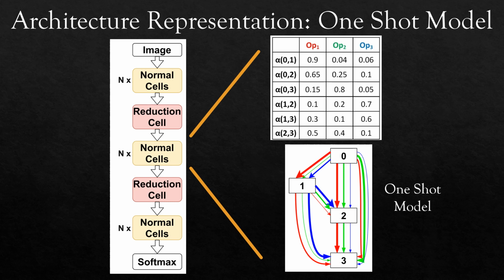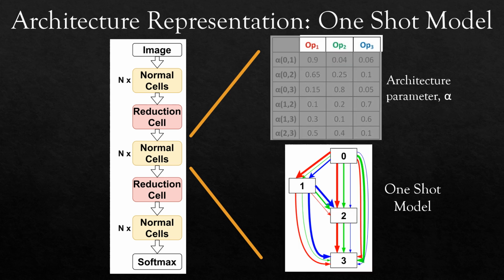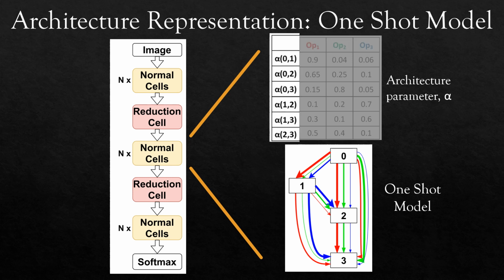Now the architecture is represented by an architecture parameter called alpha, which is basically a 2D matrix. The columns represent the operations in the search space. Here for illustration we have considered three operations in the search space. The rows in the matrix represent the edges between two nodes. The entries in the matrix represent the weights given to an operation.